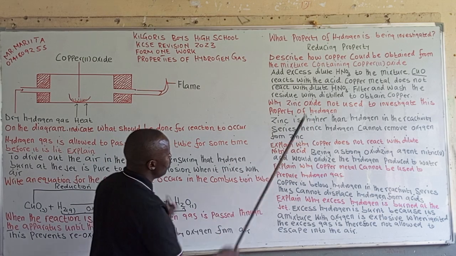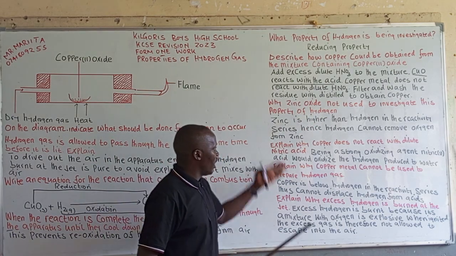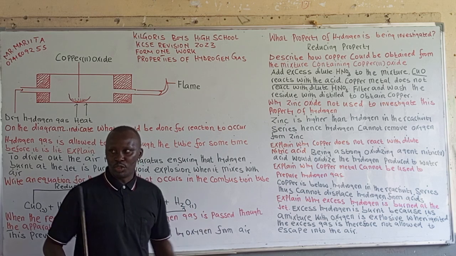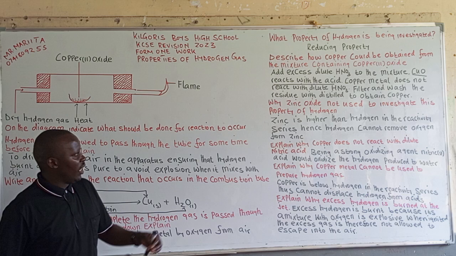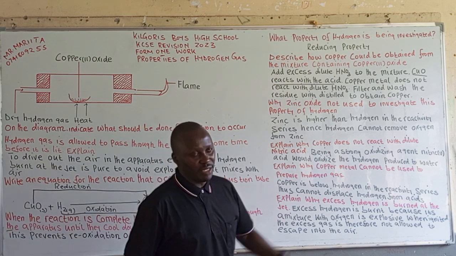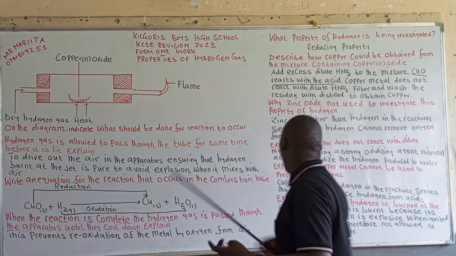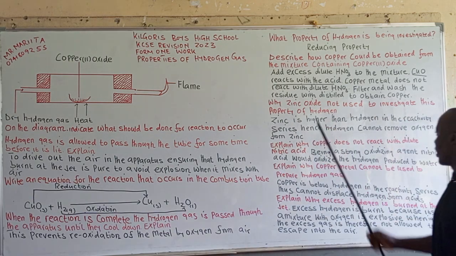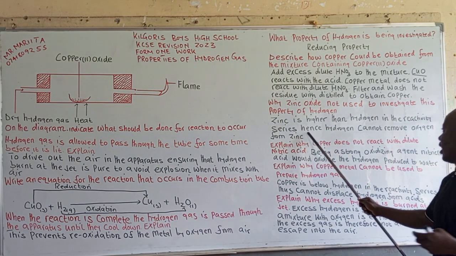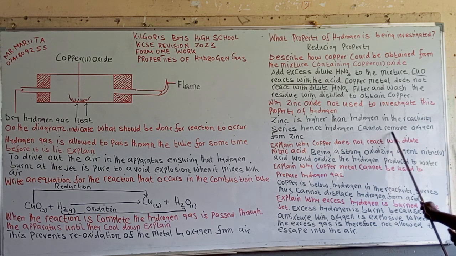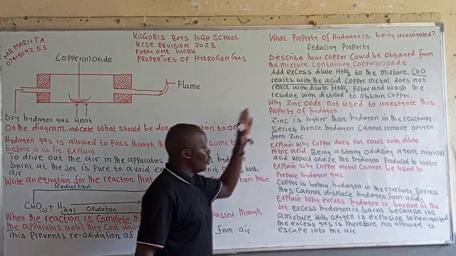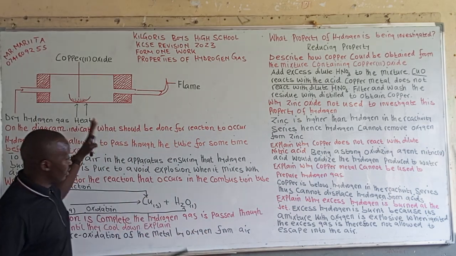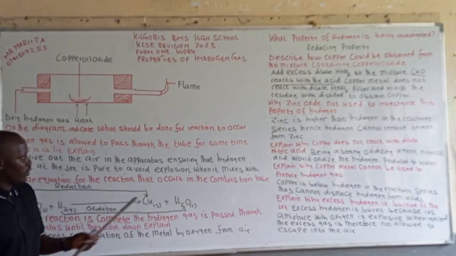Why is zinc not used to investigate this property of hydrogen? Why can zinc oxide not be used to investigate the reducing property of hydrogen? You know that zinc is higher in the reactivity series compared to hydrogen. Therefore, hydrogen cannot remove oxygen from zinc oxide. That is why zinc oxide cannot be used to investigate the reducing property.